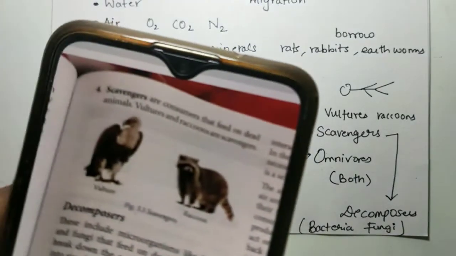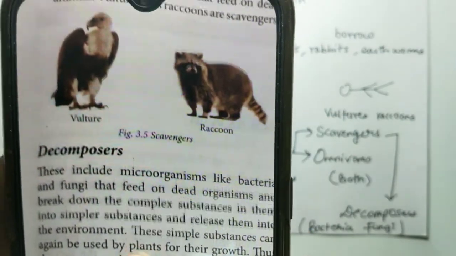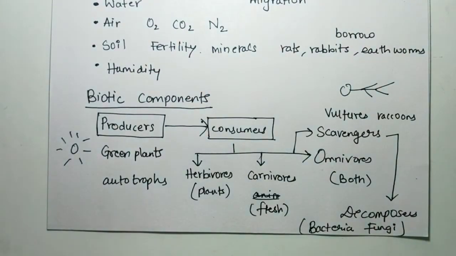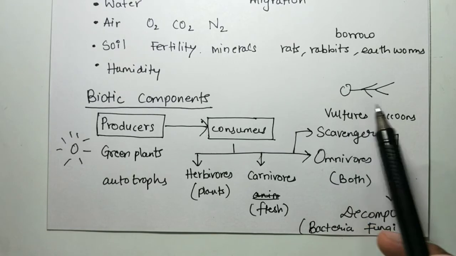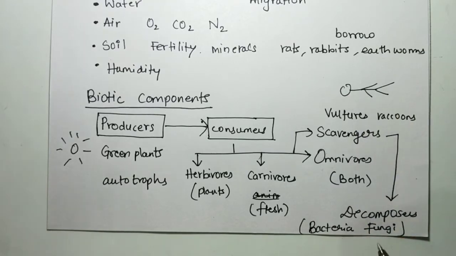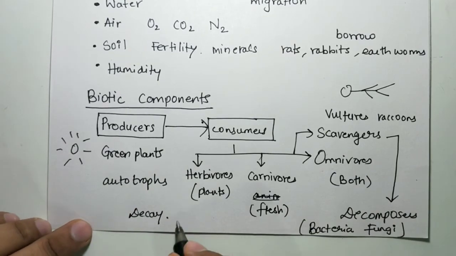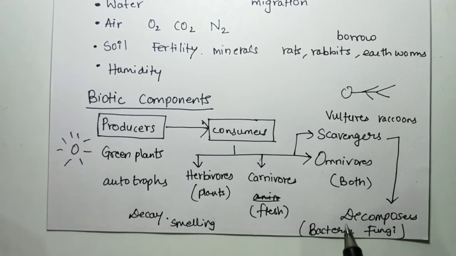Now, for scavengers, you can see the pictures here. These are scavengers, vulture and raccoon. Then decomposers, I said, are bacteria and fungi. What the decomposers do is, after the dead body is eaten by vultures, the remaining part starts decaying and smelling. Why does it happen? Because there are bacteria and fungi acting on that body.